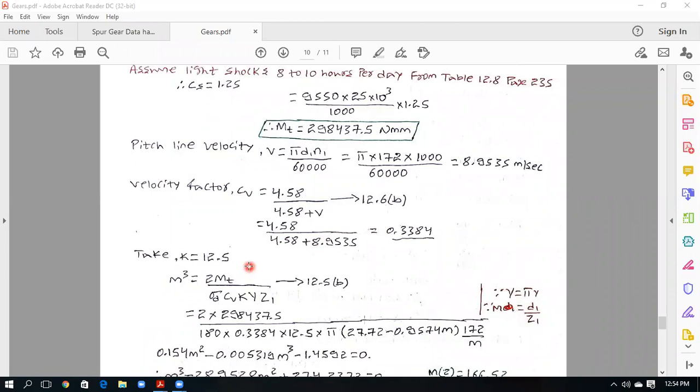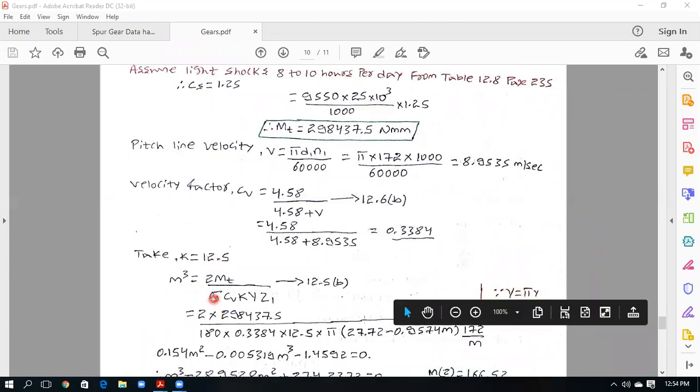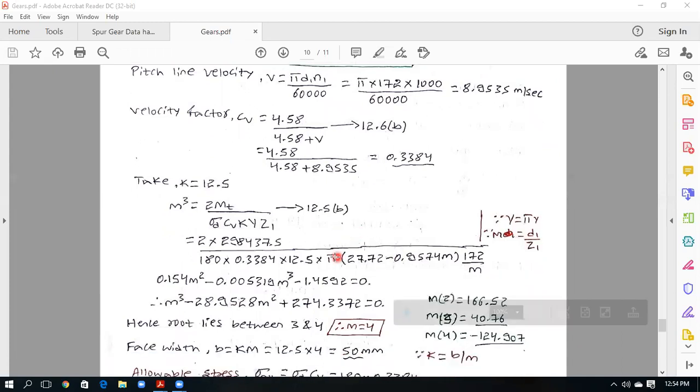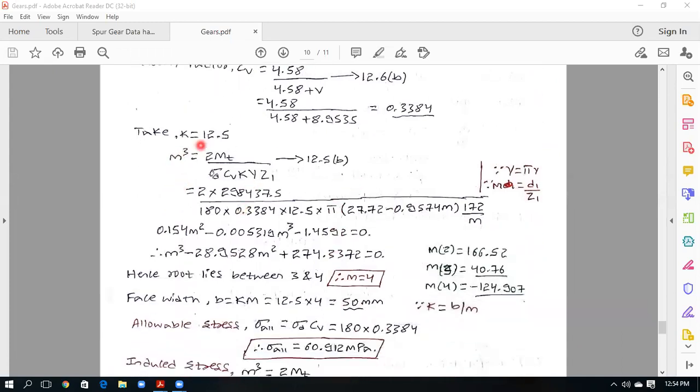Next, this k value is not given, as we have assumed for the previous problem. I will take it as 12.5. From this I need to calculate the module. The formula to calculate the module is 12.5b. This is the formula.